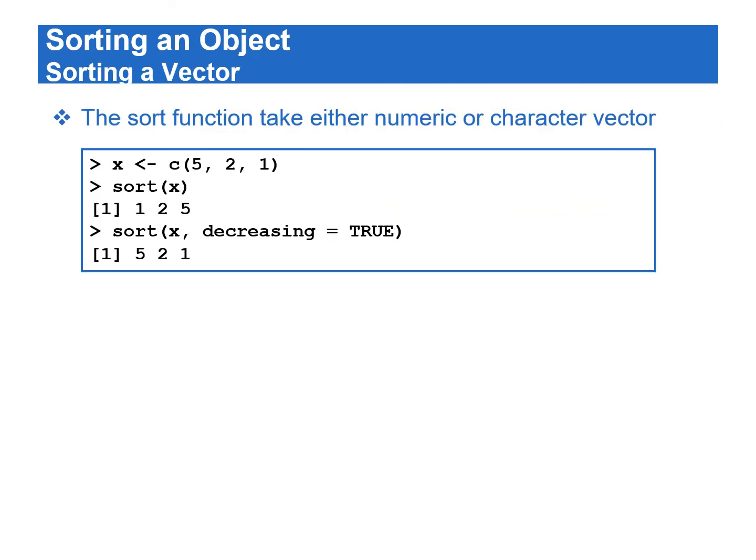Sorting a data frame is a common task for a programmer. We can use the sort function to sort a vector. By default, the vector is sorted in ascending order in the result. We can specify the decreasing option to true if we want to sort the vector in descending order.